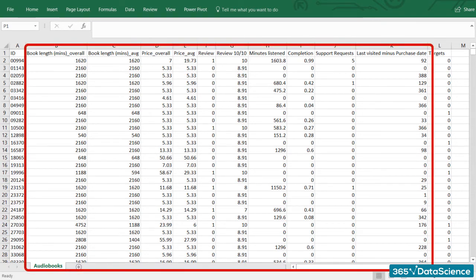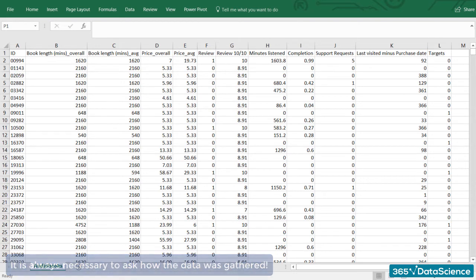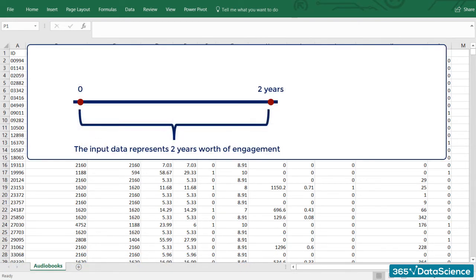All right, these are our inputs. It is always necessary to ask how the data was gathered. This piece of information is valuable for any analysis. The data was gathered from the audiobook app, as we said. It represents 2 years' worth of engagement.